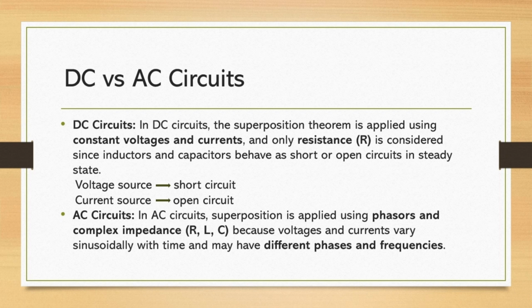But when we talk about AC circuits, everything shifts over time. We use phasors to track the timing of those waves and complex impedance to see how inductors and capacitors react to the frequency. Basically, DC is a constant flow, but AC is all about managing the rhythm and phase.